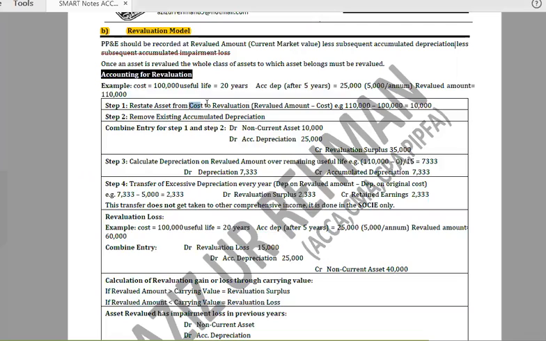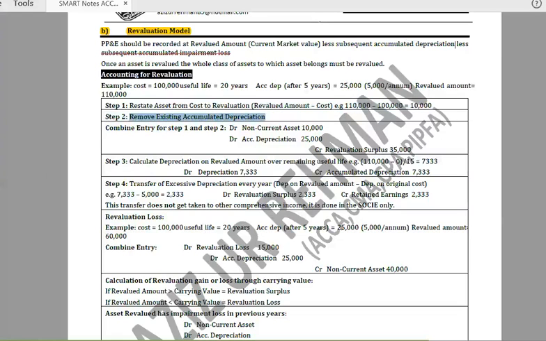Restate the asset from cost to revalued amount. Step number 1 is we need to calculate revaluation gain. First of all, we will calculate revaluation gain, and then we will remove existing depreciation.